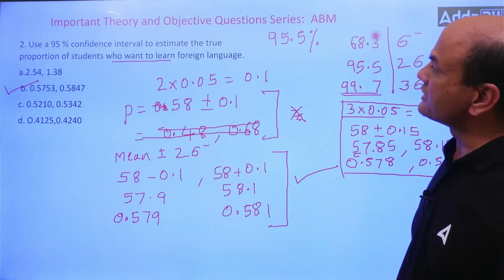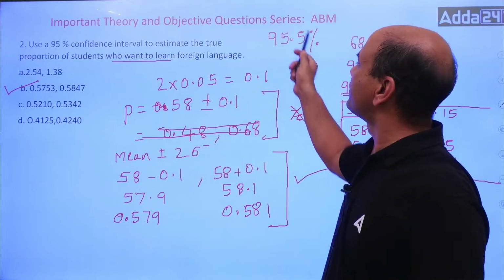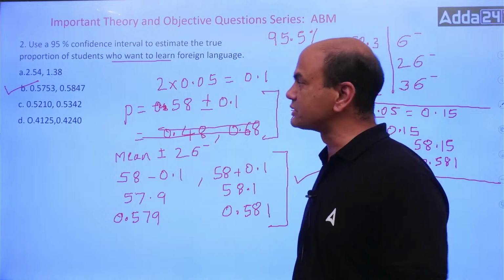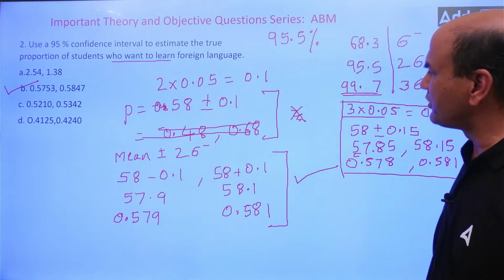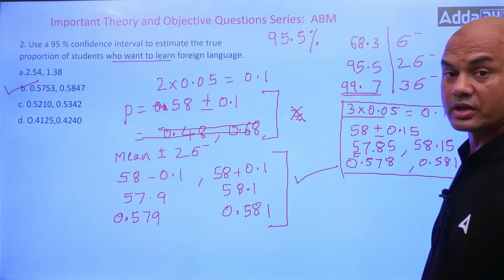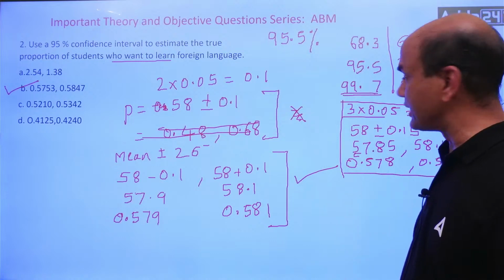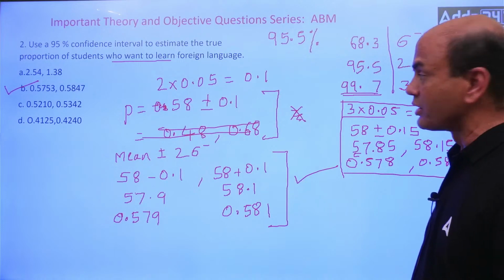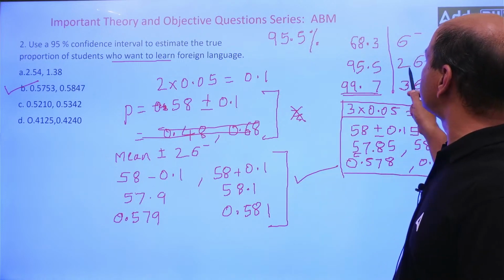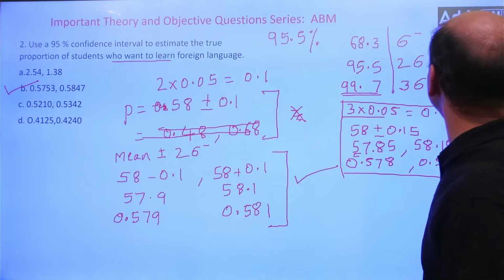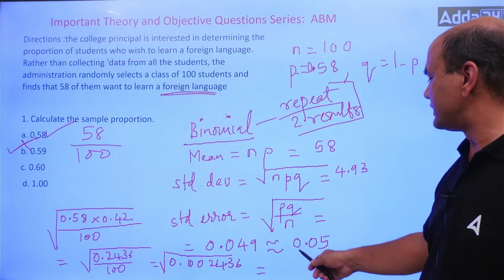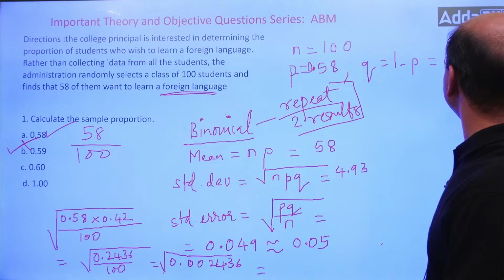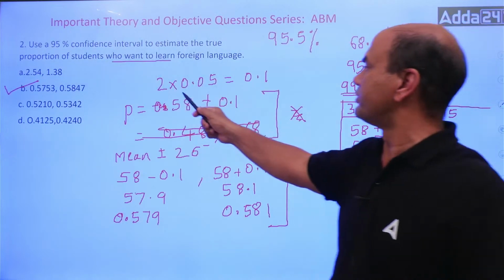So here they have asked 95, meaning roughly 95.5, you can take it. So it is 2 standard error. Do you have the standard error? We already found it in the earlier problem. Actually it was not required, but I gave it to you anyway. So 95.5 means 2 into, what was the standard error? 0.05. So multiply this, 2 into 0.05.